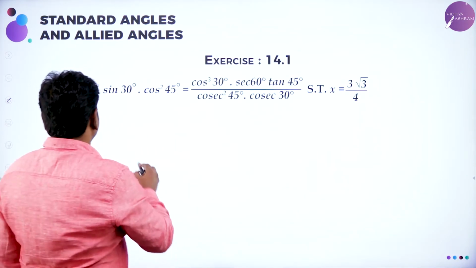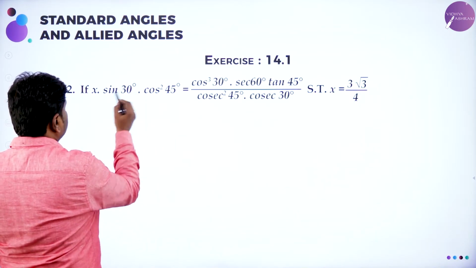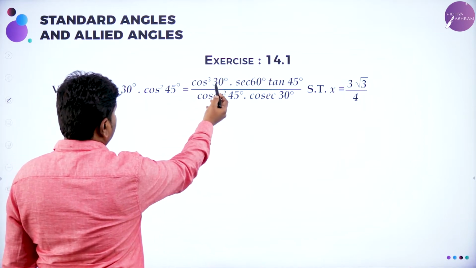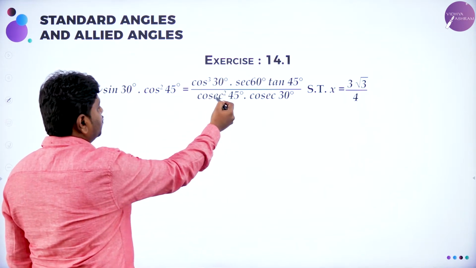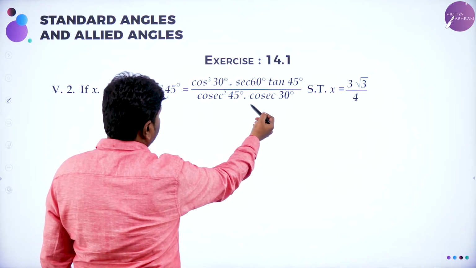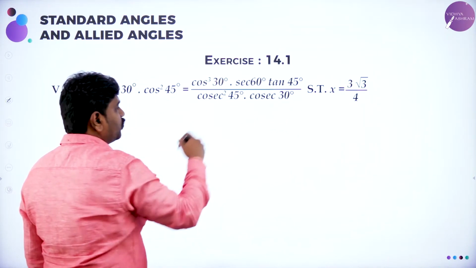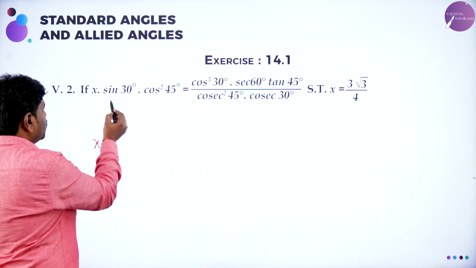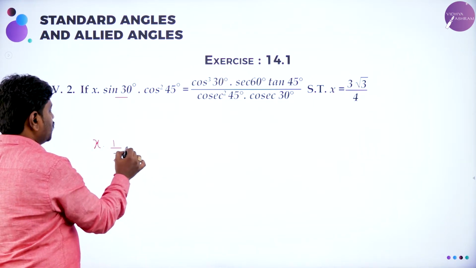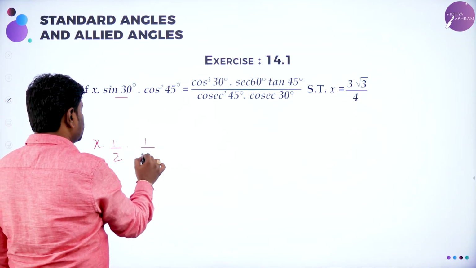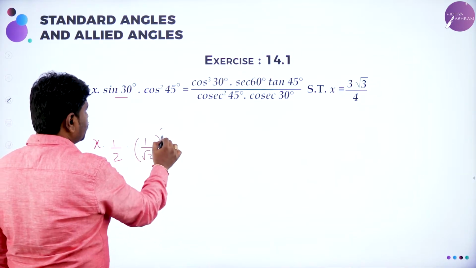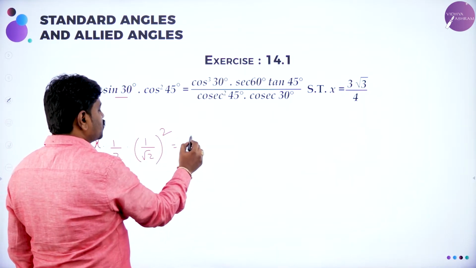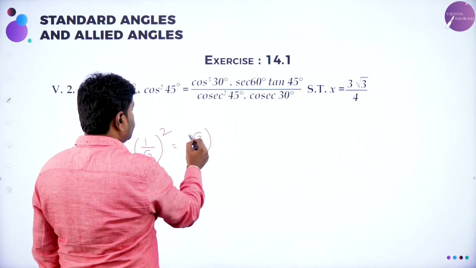Next we have, if x into sin square 30 into cos square 45 is equal to cos cube 30 into secant 30 into tan 45 by cosecant square 45 into cosecant 30, they want you to prove the value. Take the given equation and substitute: x into what is sin 30? 1 by 2. What is cos square 45? Cos 45 is 1 by root 2, square means whole square. And cos cube 30 is root 3 by 2 whole cube.